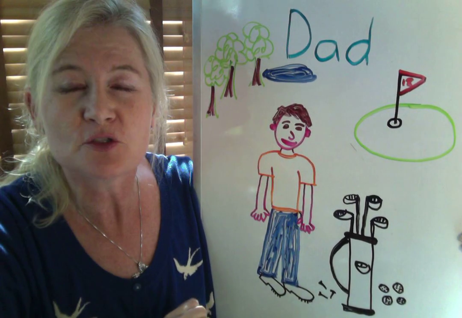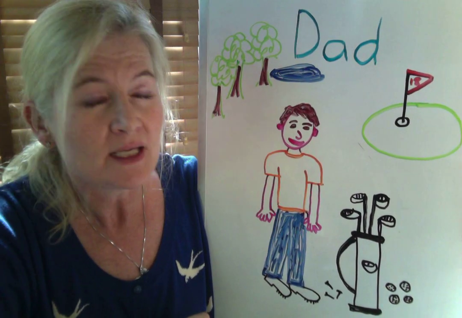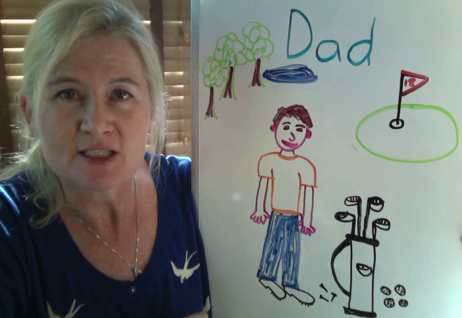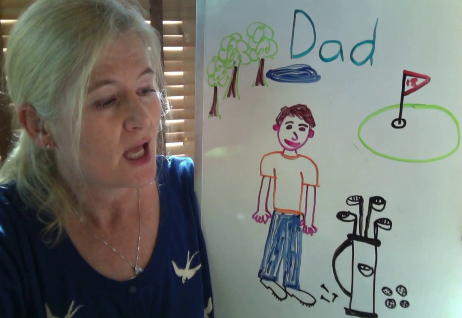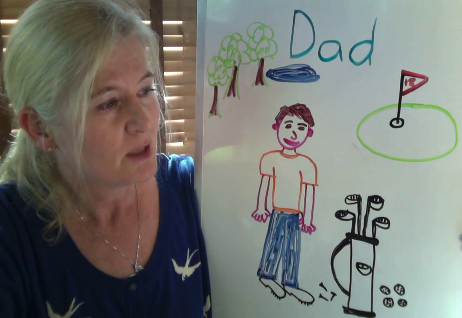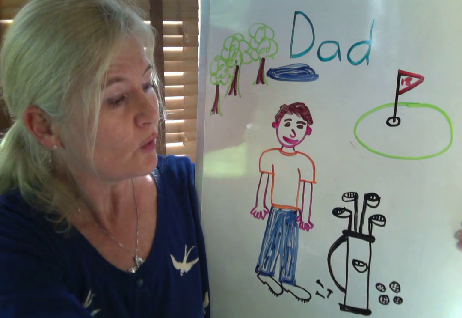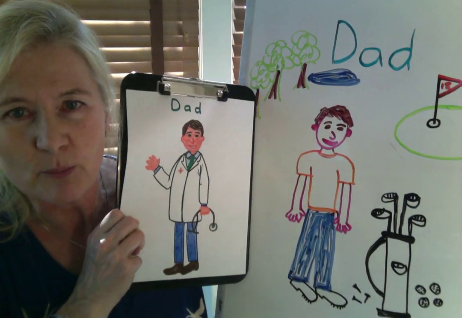Now remember, you're going to draw a picture of your dad doing something he likes to do, or if you wanted to, you could draw a picture of Dad and you doing something. Maybe you play soccer together, maybe you grill on the barbecue together, you help him cook, maybe you play baseball, maybe Dad likes to draw. Dads like to do all sorts of things. Or you could draw a picture of your dad, like I did, doing his job.